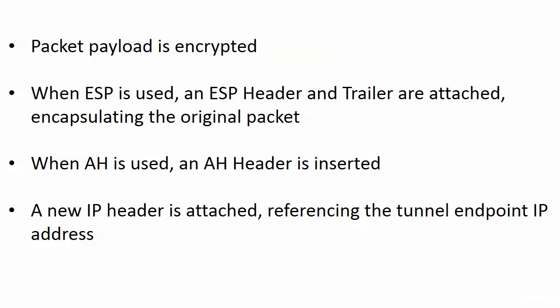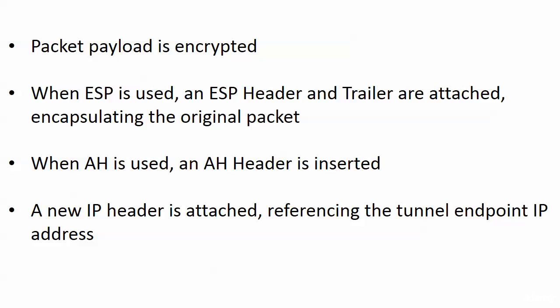The packet payload is encrypted. If you use ESP, you're going to see a header and a trailer attached to the original IP header and the data. And I have an illustration for you in a moment, I promise. And what we're doing there is encapsulating the original packet. That's where the E comes from in ESP. Now, if you're using AH, a header is inserted, but there's no actual encapsulation.